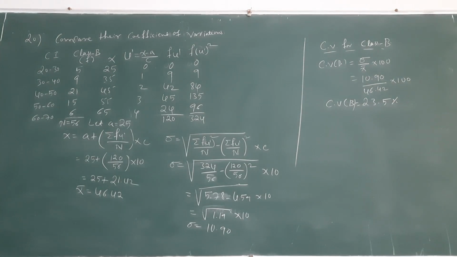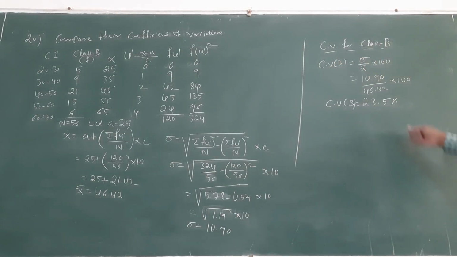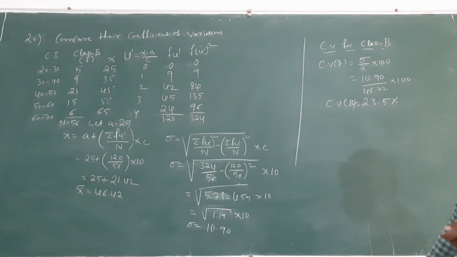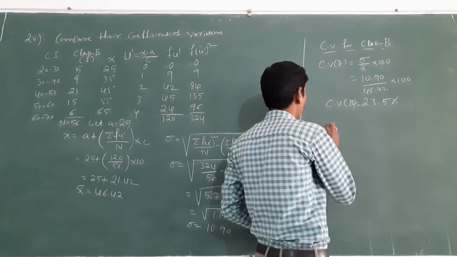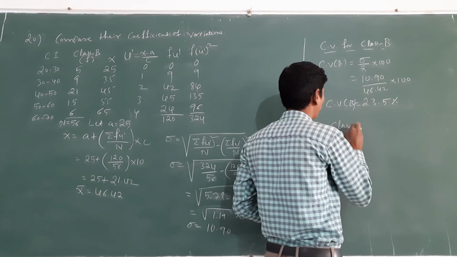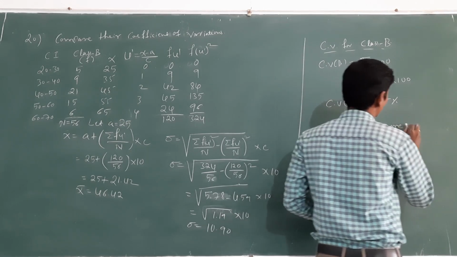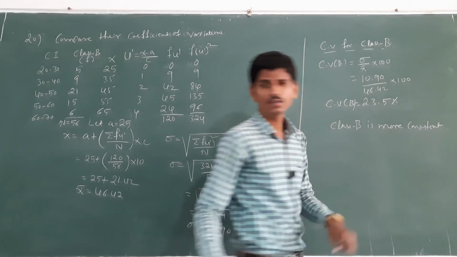Here, compare their coefficients of variation. CV for A is 25% and CV for B is 23.5%. The lesser the value of CV, the more consistent. Class B CV is 23.5%. Therefore, class B is more consistent.